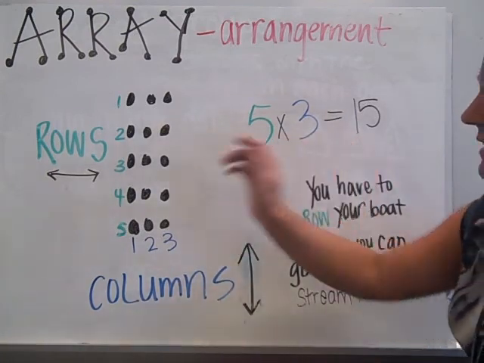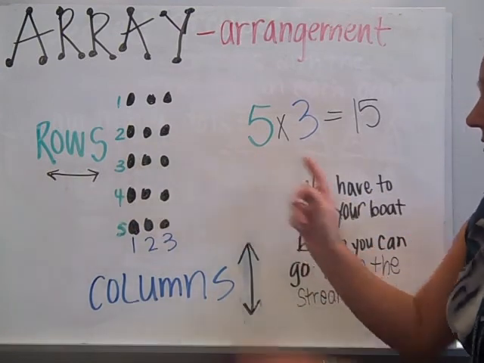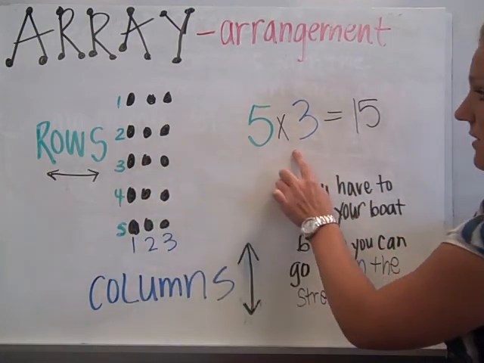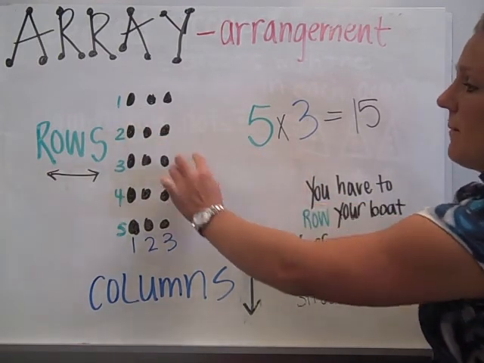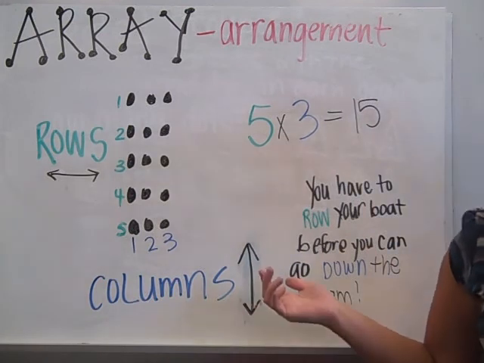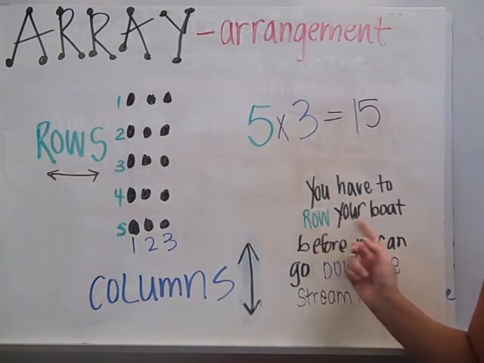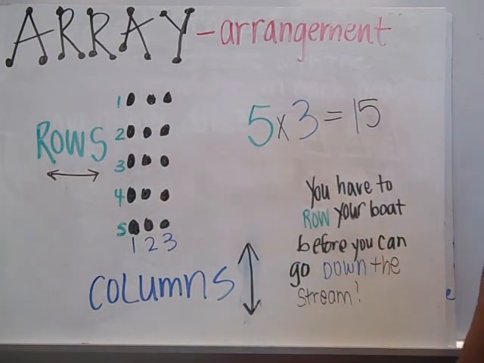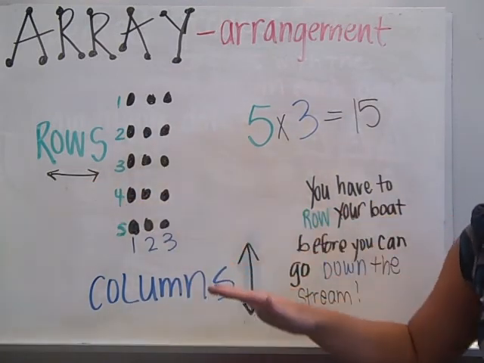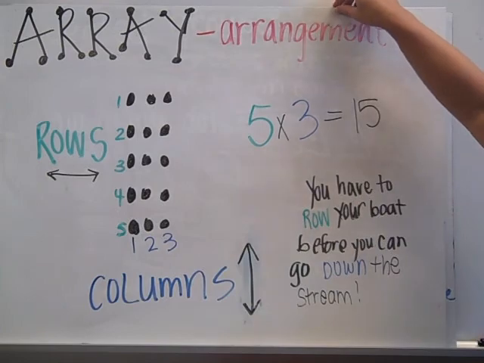So the way I'm going to write this is rows come first, so 5 rows times 3 columns. Okay, and if I count up all my dots, I'll get 15. One way that I always like to remember it is you have to row your boat before you can go down the stream. So you have to row across before you can go down the stream. So rows before columns.